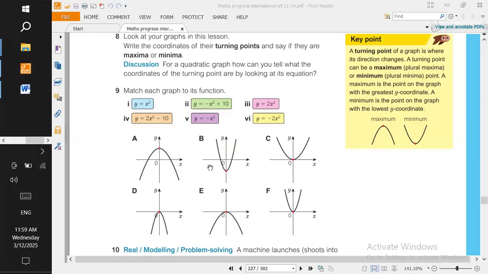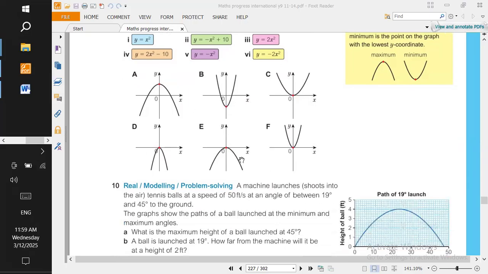goes back down. And here it's called a minimum turning point because the graph goes down to the lowest point and then goes back up again. So it's called a minimum turning point or a maximum turning point. The plural of maximum here is maxima, and here it's called minima. So maxima and minima points.